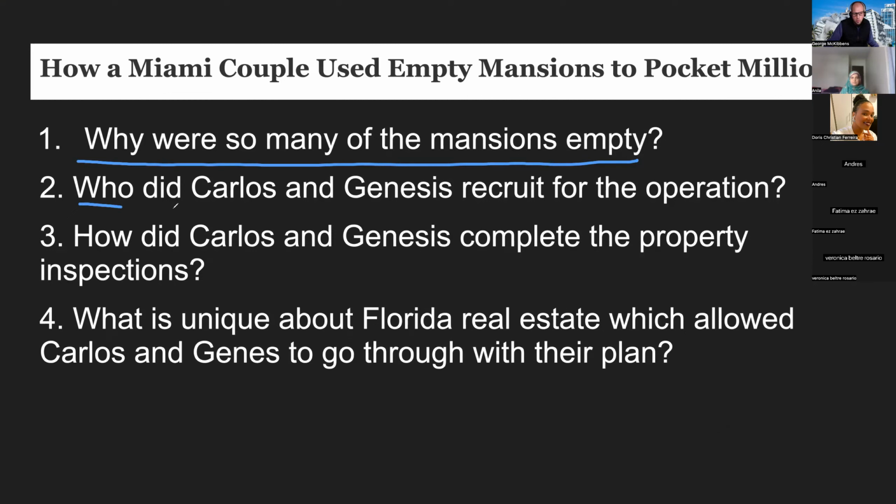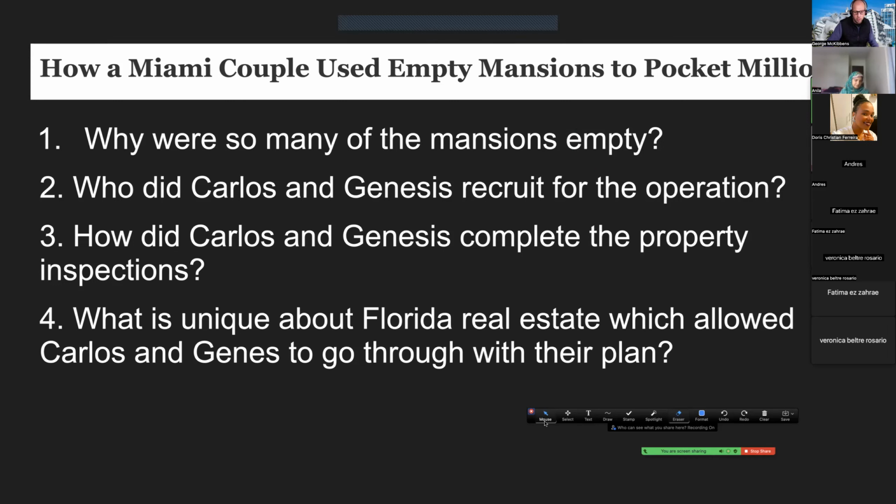Next question, who did Carlos and Hennessy's recruit for the operation? So there is the word recruit, and even if you don't know the word now, you'll get it in a minute by inferring it in context. So those are the two questions to start. Okay, we're going to listen to the first 6 to 7 minutes, then I'm going to put you into 2 breakout rooms. Why were there so many of the mansions empty? Who did Carlos and Hennessy's recruit for the operation? Let's go back to the story.